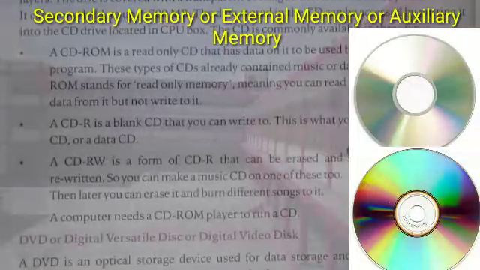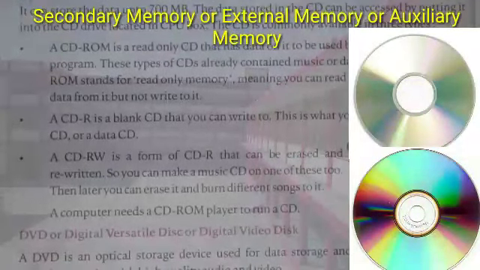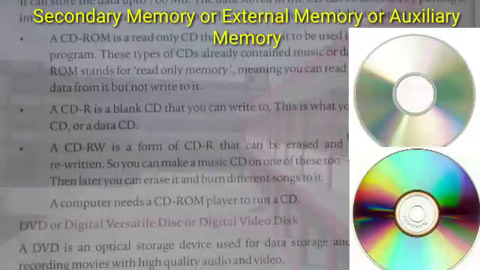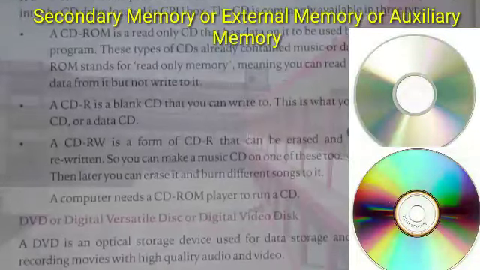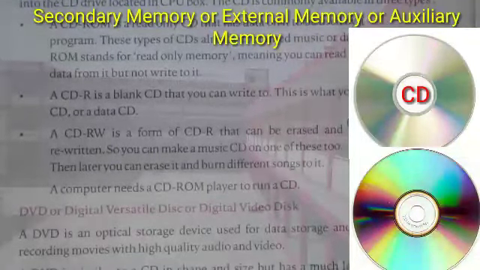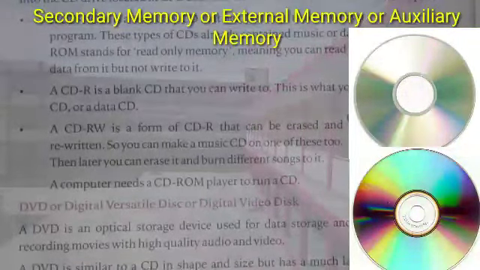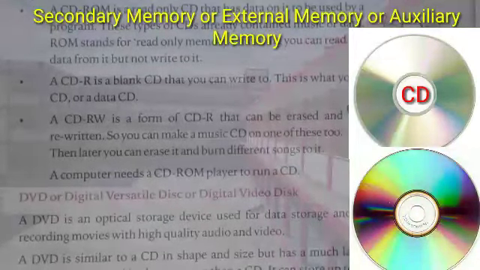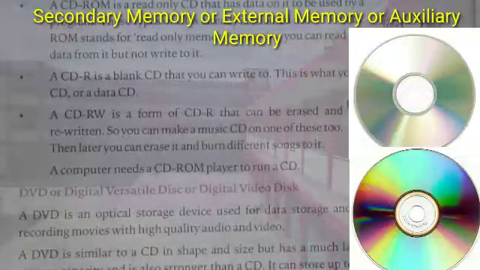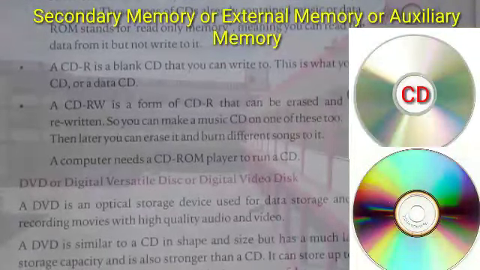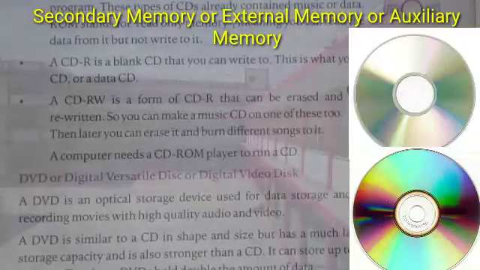The CD is commonly available in three types. First, a CD-ROM is a read-only CD that has data on it to be used by a program. These types of CDs already contain music or data. ROM stands for read-only memory, meaning you can read the data from it but not write to it.